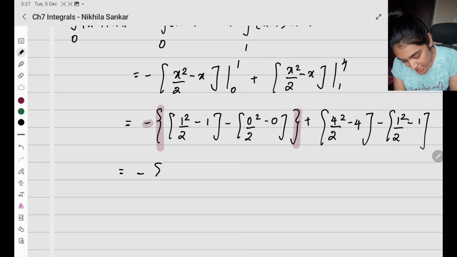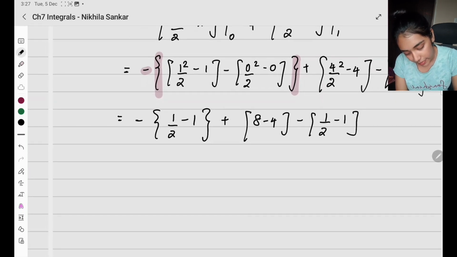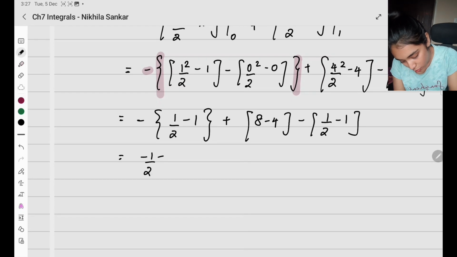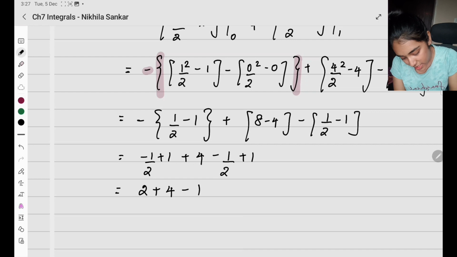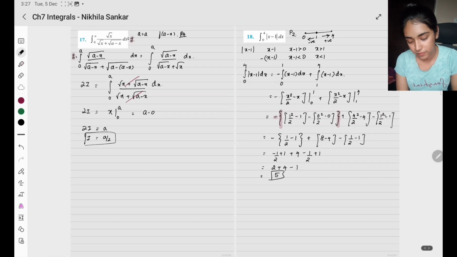Now I have minus times 1 square by 2, 1 by 2 minus 1 minus 0. So this is my first term plus here what is there, 4 square 16, 16 by 2 is going to be 8 minus 4 minus 1 by 2 minus 1. When I open the brackets, I have minus 1 by 2 plus 1 plus 8 minus 4 is 4 minus half plus 1. When I add everything, I have 1 plus 1, 2 plus 4 minus half is going to be minus 1. So I have 4 plus 2, 6 minus 1, 5. So this is my final answer. Okay, please copy.